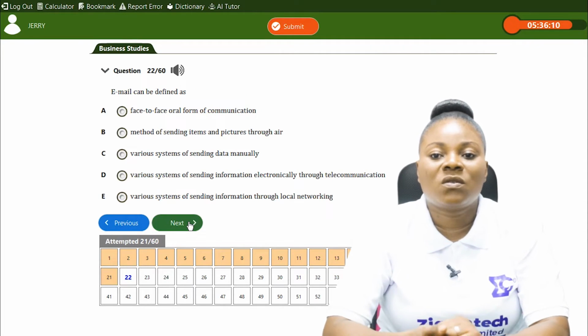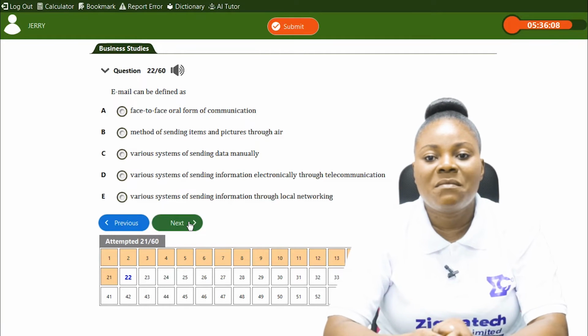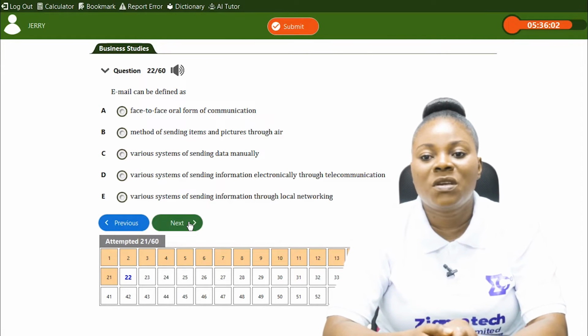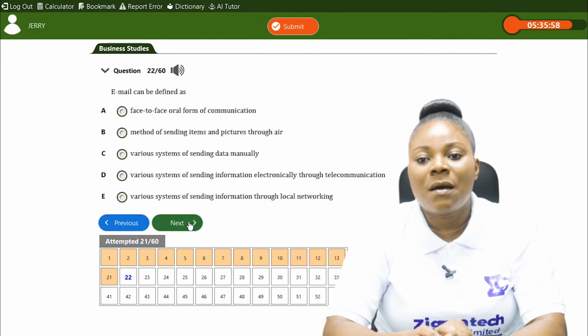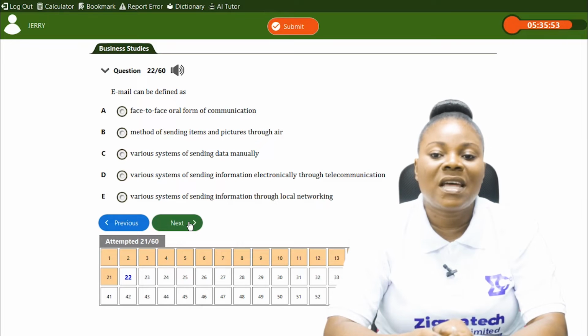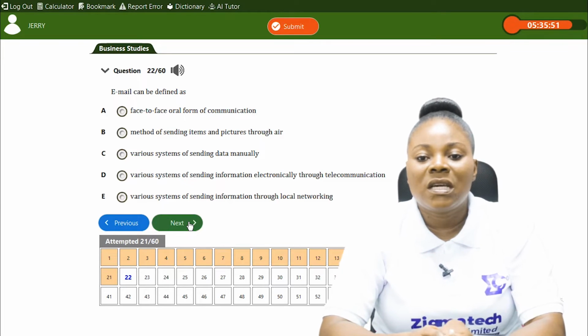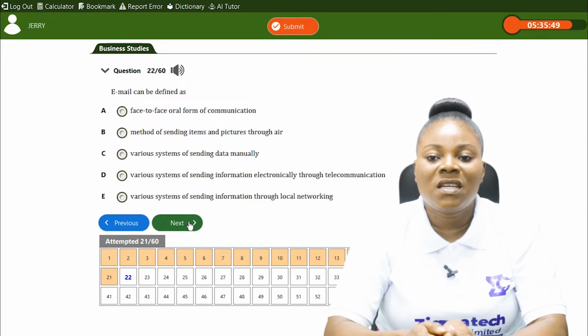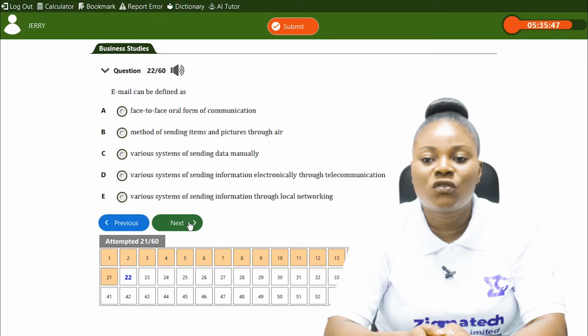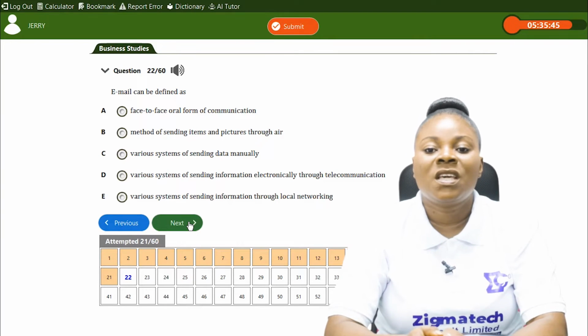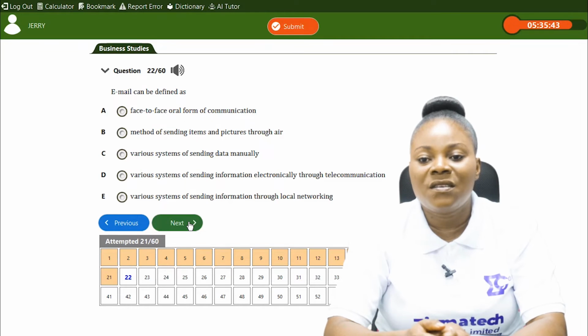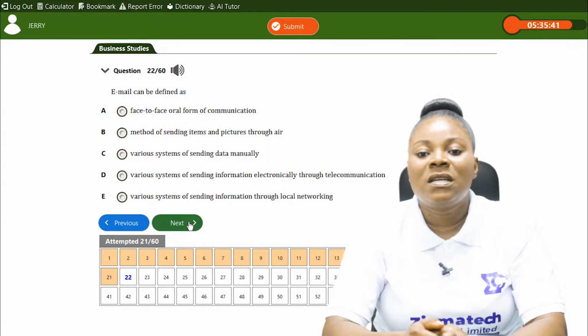The next question, question 22, says email can be defined as dash. A, the face-to-face oral form of communication. B, method of sending items and pictures through the air. C, the various systems of sending data manually. D, the various systems of sending information electronically through telecommunication. E, the various systems of sending information through local networking.